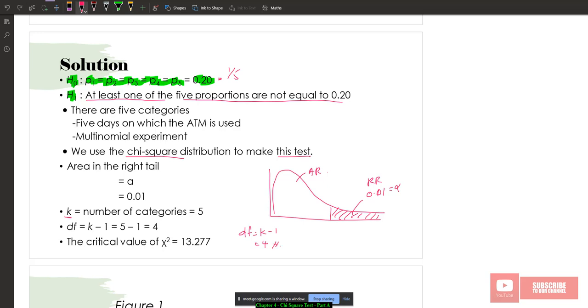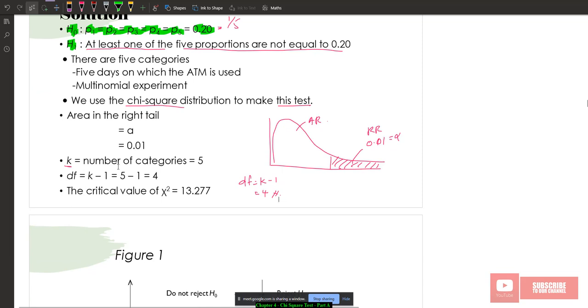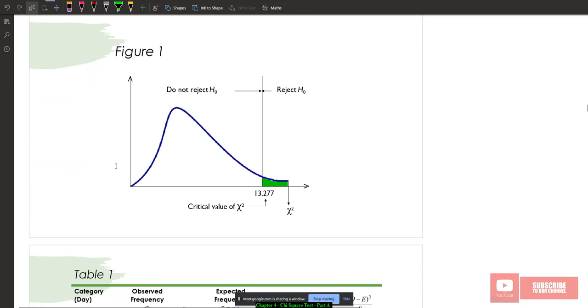So the critical value of chi-squared is going to be chi-squared with 0.01, which is our level of significance, and 4 degrees of freedom. So this one is going to be 13.277. Right, okay. So this is the graph, the distribution curve for the chi-squared distribution.